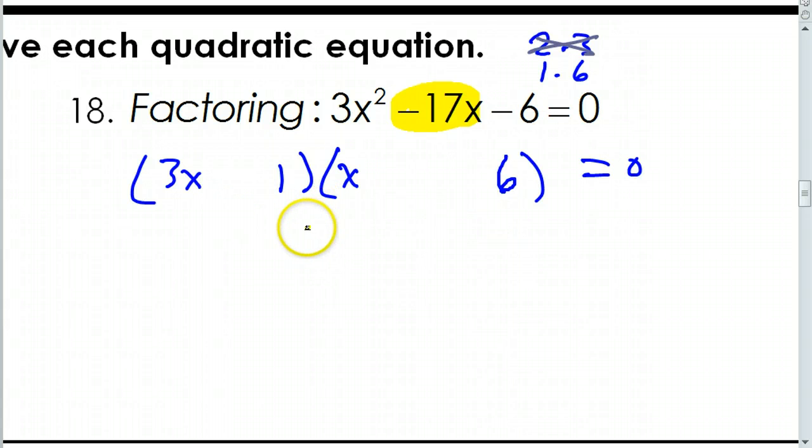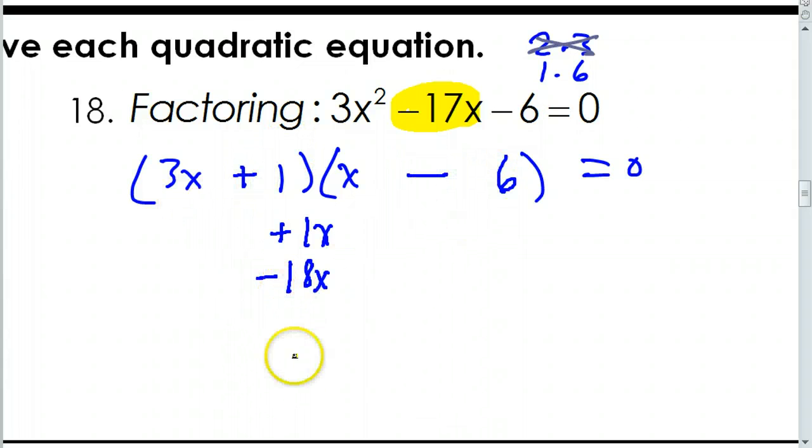Inner plus outer must equal middle. What do I have inner right now? 1x. Outer? 18x. Looking good. What would the signs have to be to give me negative 17? Positive 1 and a negative 18 would give me the negative 17 that I wanted. Okay, so there's my positive 1, and a negative 6 will give me the negative 18.